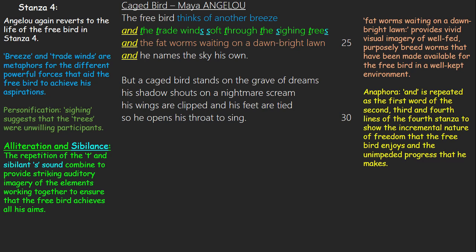Building is going from one floor to the next. So there is this incremental nature to the freedom that the free bird experiences. In the last line, which is the fourth line of the fourth stanza, Angelou reveals that he names the sky his own. He names the sky his own, shows us that the free bird's aspiration from the first stanza has been achieved. He dares to claim the sky, but in this fourth stanza, he's named it his own.